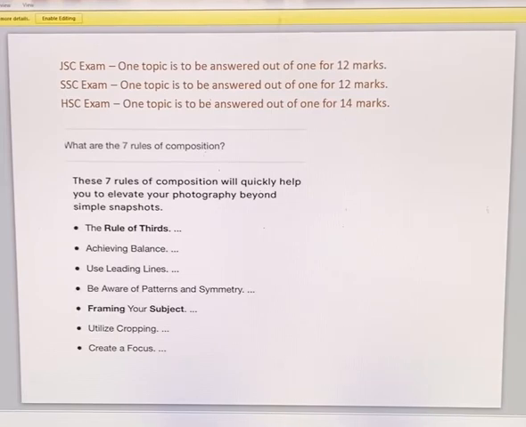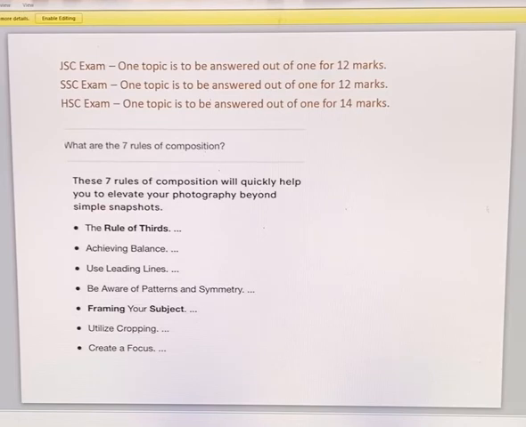In the SSC examination, one topic is to be answered out of 1 for 12 marks, and in the HSC exam, one topic is to be answered out of 1 for 14 marks. So we can say the examiners are assessing the SSC and HSC students for 12 and 14 marks respectively on composition writing.